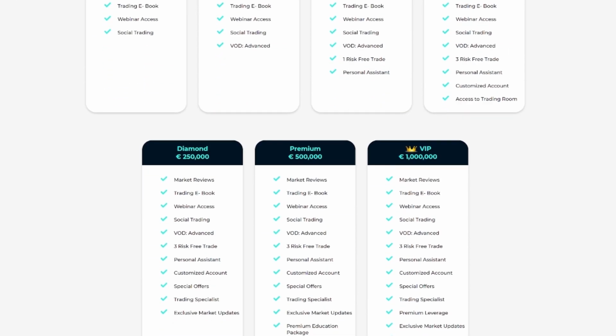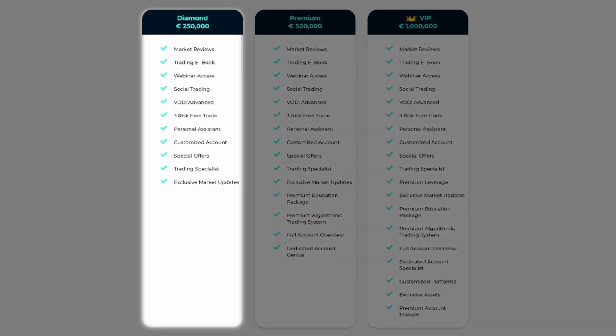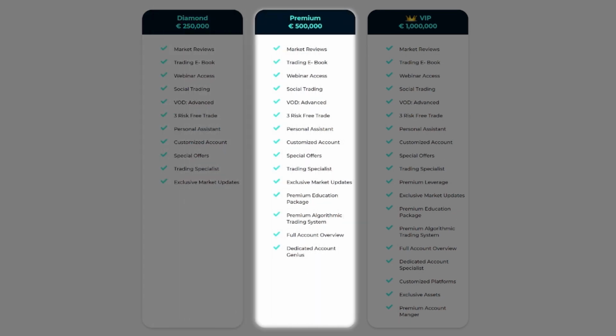Then comes the diamond account, where the deposit must be 250,000 euros to benefit from market exclusivities. The premium account with 500,000 euros deposit will offer in addition a dedicated assistant to your account as well as a specialist trader, plus a premium trading algorithm for better trades.